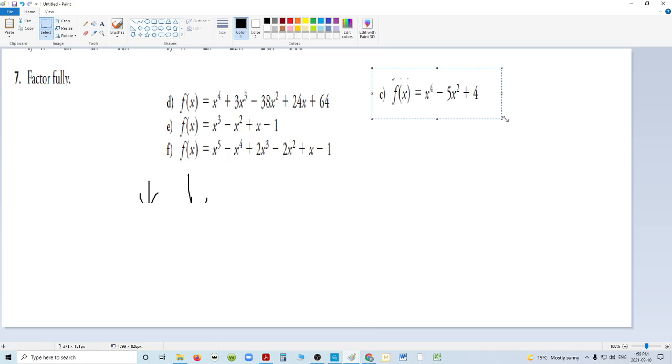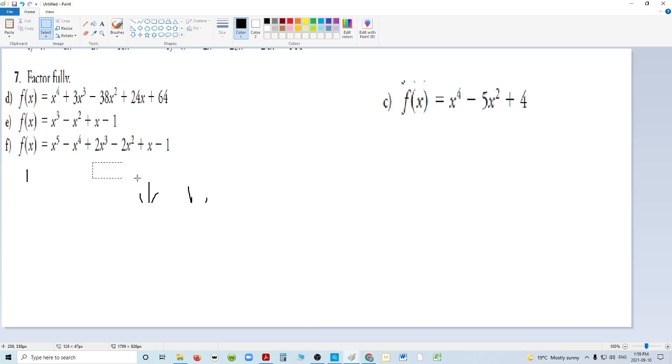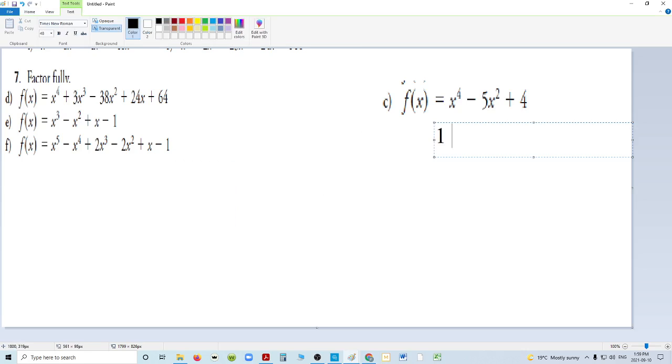Lots missing in this one. Let's move these over. We're missing an x cubed. So we've got 1, 0, minus 5. We're missing an x. And then we got a 4. Start with 1.